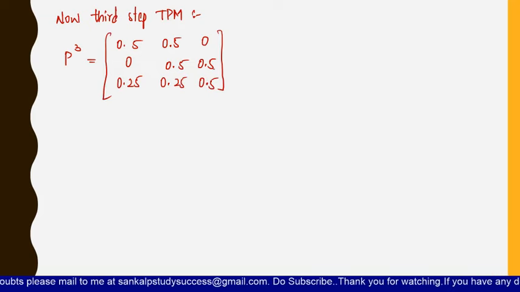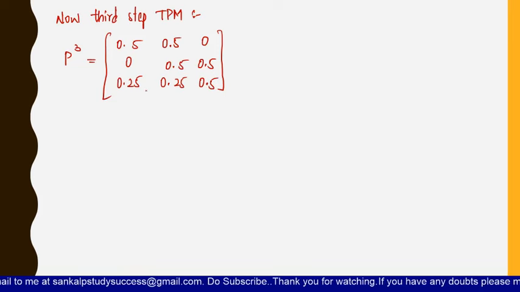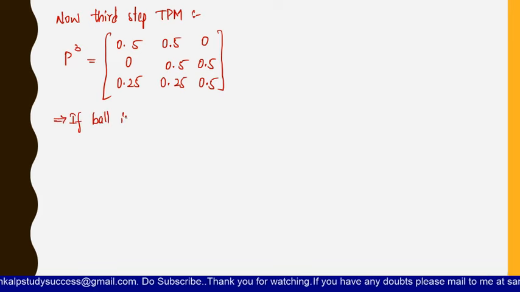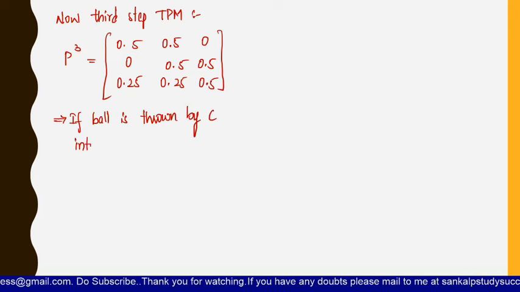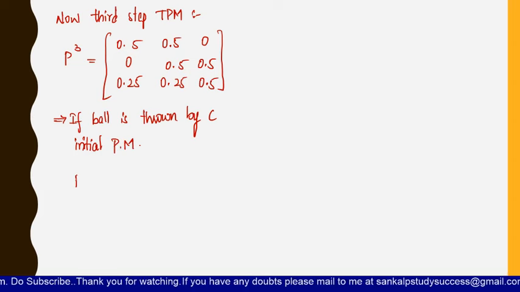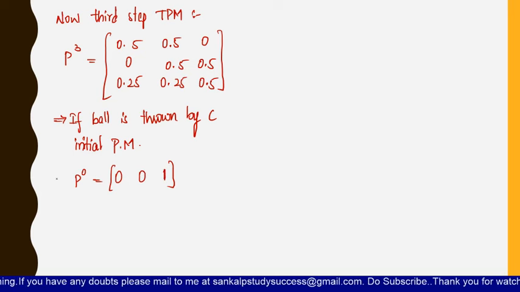And here the question is that C is the first person to throw the ball. So if the ball is thrown by C, then the initial probability matrix becomes P power 0. It is thrown by C. That means A and B will not have any probability and C will have probability 1, because C is the person who is throwing the ball to A and B. It may be to A or it may be to B, that doesn't matter. So our initial probability matrix will become 0, 0 and 1.